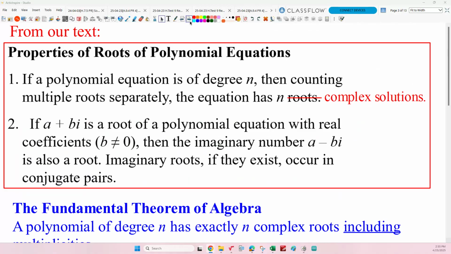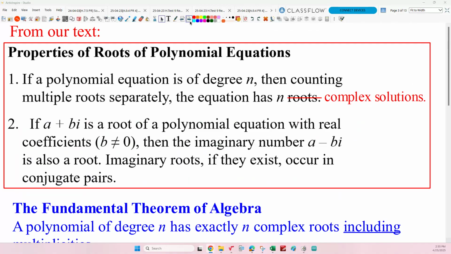So we'll kind of cover two different theorems today. The first theorem is if you have a polynomial of degree n, you're going to have n solutions. So for a cubic, how many solutions would we have? 3. What about a 6th degree? 6. That's all this first one is saying in a lot more words. But part 2 is saying if you have a plus bi as a zero, you're also going to have a minus bi as a zero.